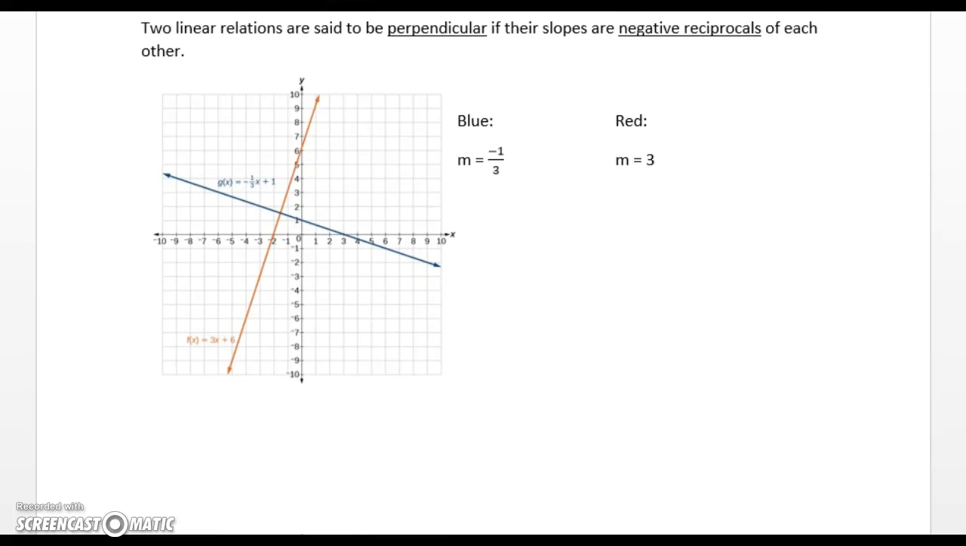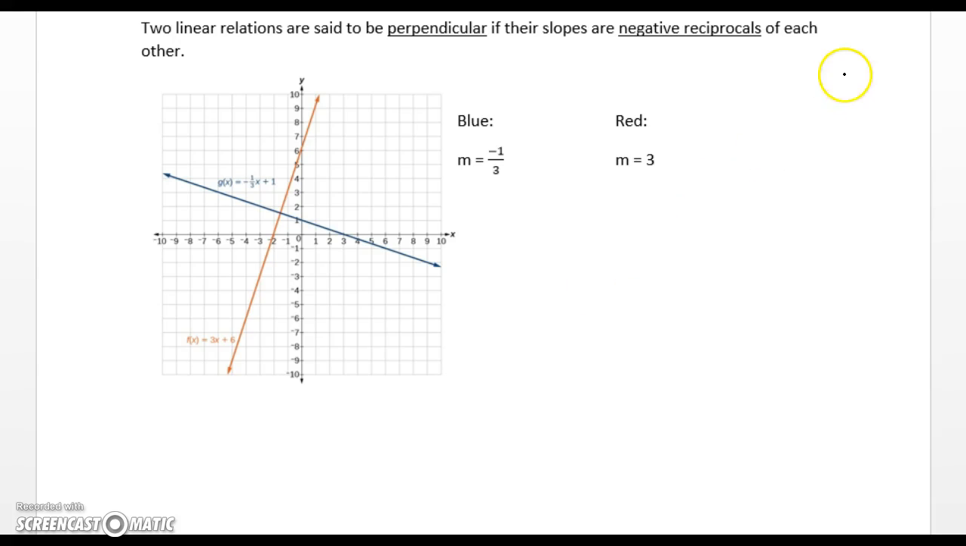When we're looking at perpendicular lines, your slopes must be what we call the negative reciprocals of each other. Negative just means one is positive and one is negative. And reciprocal, if you recall, means that you have a fraction and you flip it. It's 1 divided by that number.